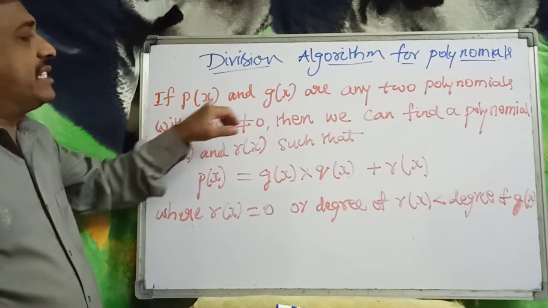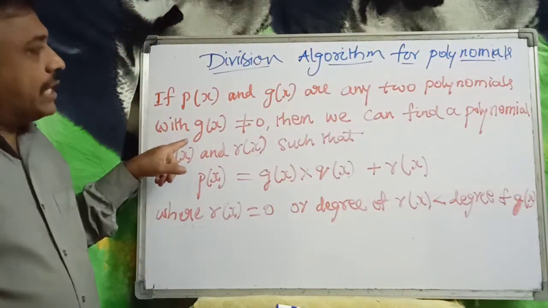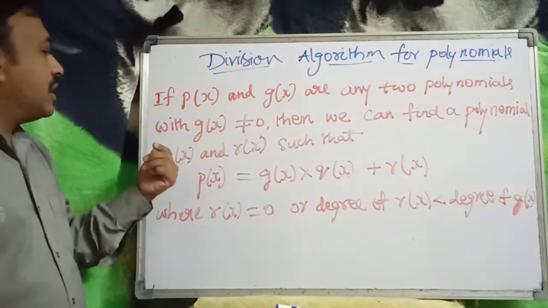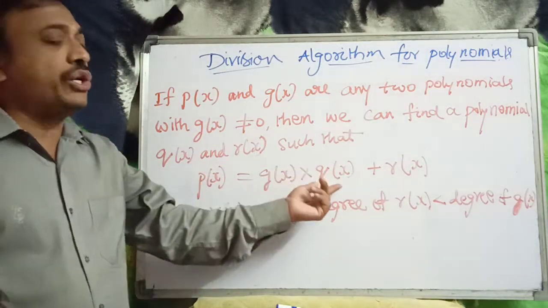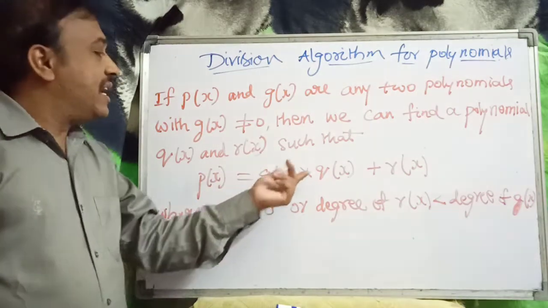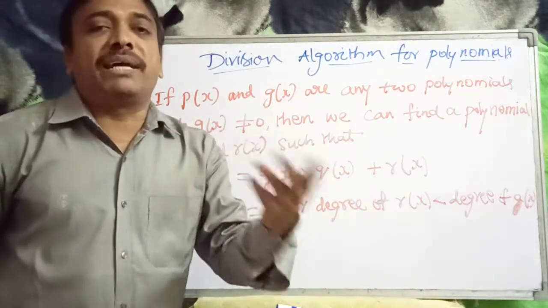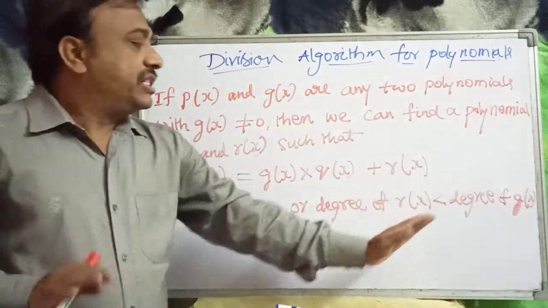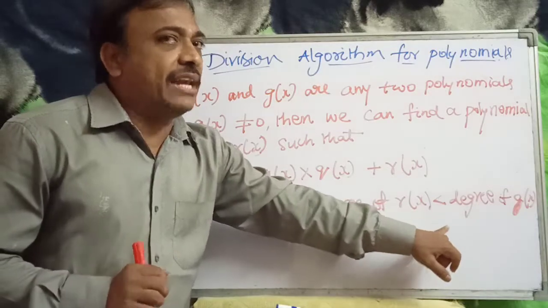So now, if p of x and g of x are any two polynomials, with g of x not equal to 0, the divisor not equal to 0, then we can find polynomials q of x and r of x, quotient and remainder, such that p of x is equal to g of x into q of x plus r of x, where r of x is equal to 0, sometimes we may obtain 0, or the degree of the remainder, that is r of x, is less than the degree of g of x.